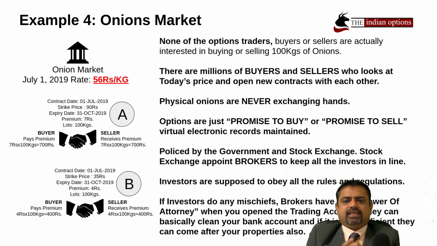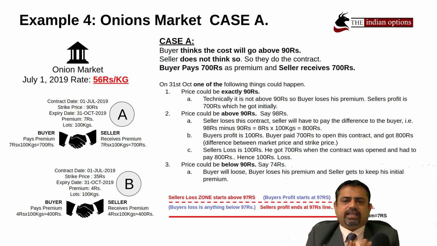Now in case A, what happens is, now I have gone to the next slide. So in case A, the buyer thinks that the cost is going to go above 90 rupees. The seller does not think so. So they do the contract. Buyer pays 700 rupees as a premium and the seller gets 700 rupees.